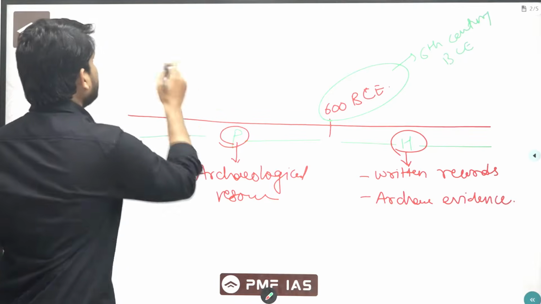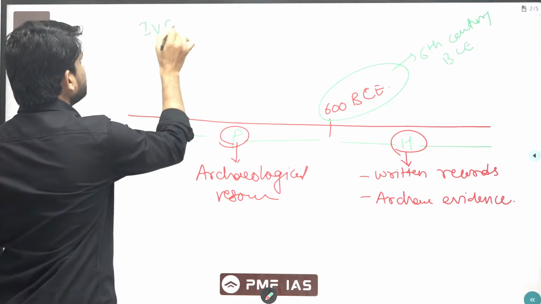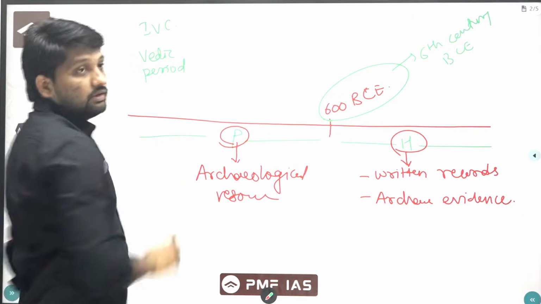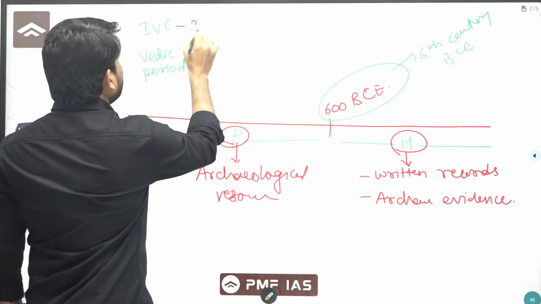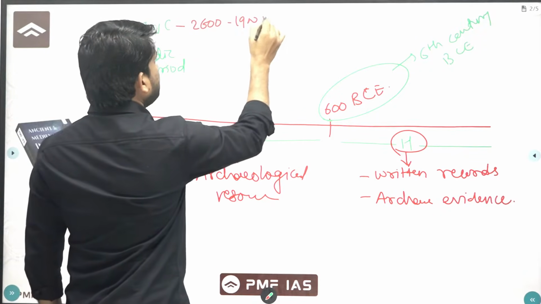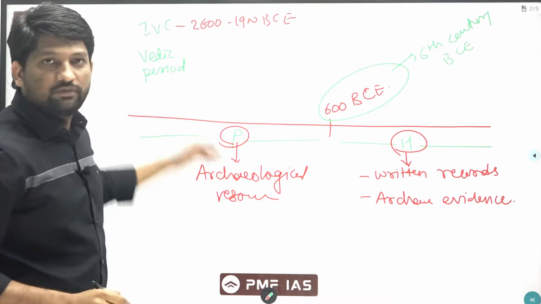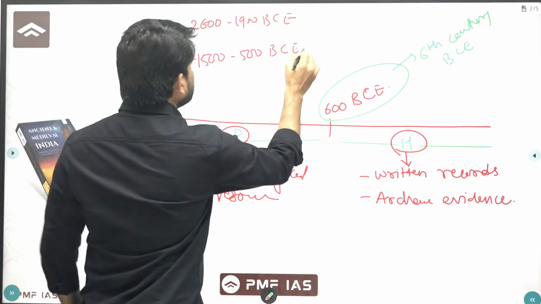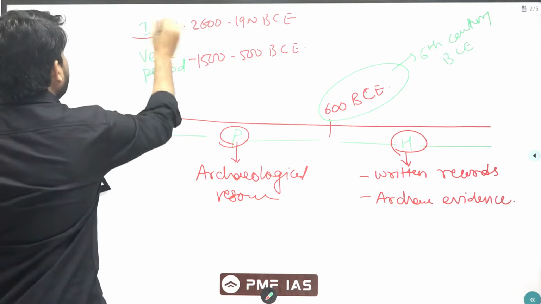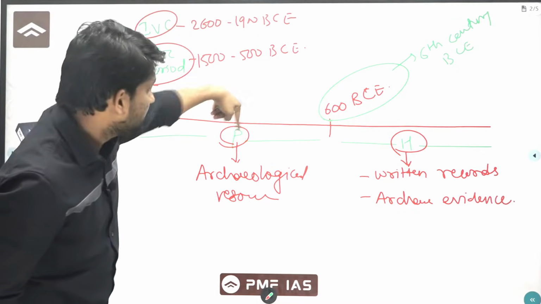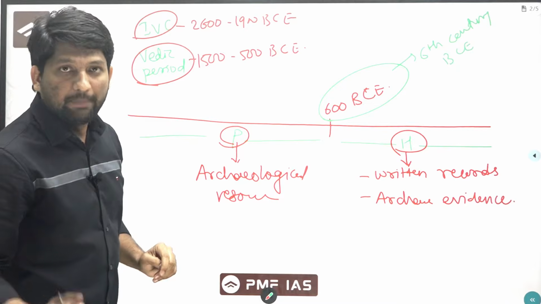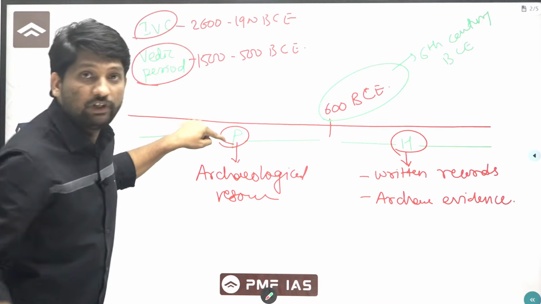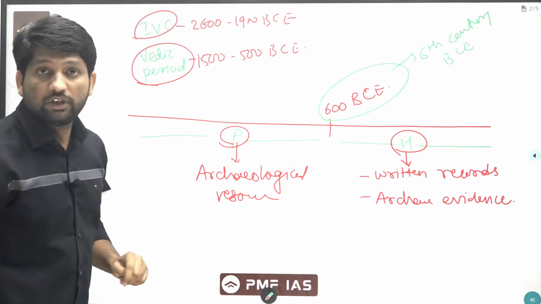But if you consider the Indus Valley civilization or the Vedic period, what is the timeline of the Indus Valley civilization? From 2600 to 1900 BC. What is the time period of the Vedic period? 1500 to 500 BC. So if you consider this timeline, both the Indus Valley civilization and the Vedic period should come in prehistory. But for the historical period, we are dependent on written records. For prehistory, we don't have any written records and we are dependent on archaeological sources.